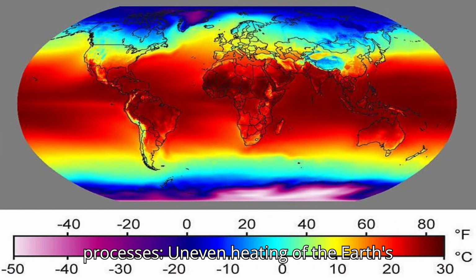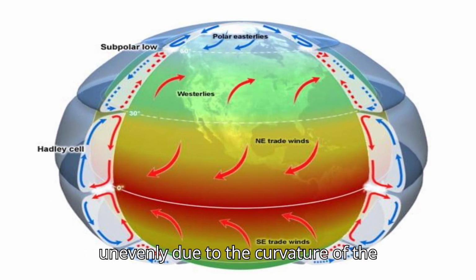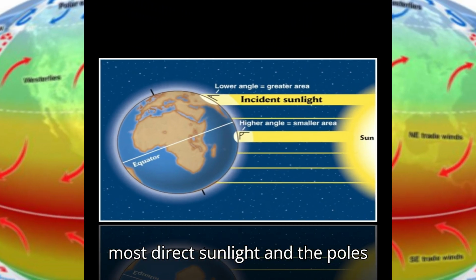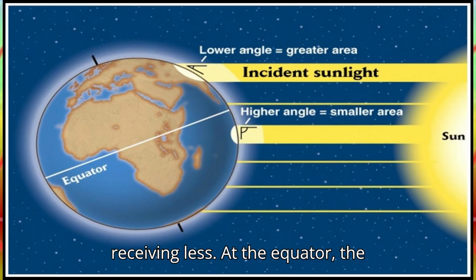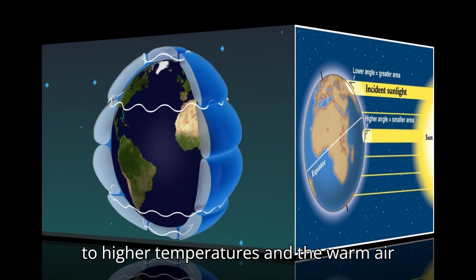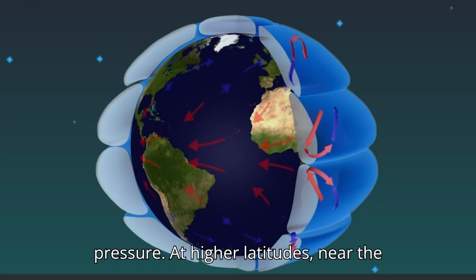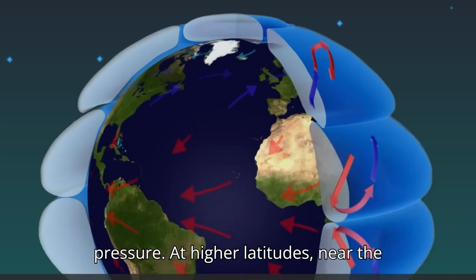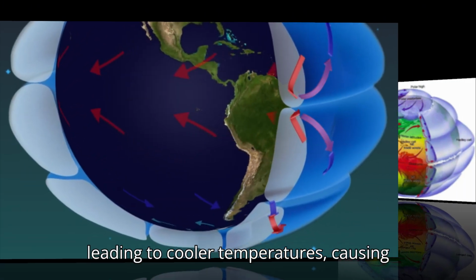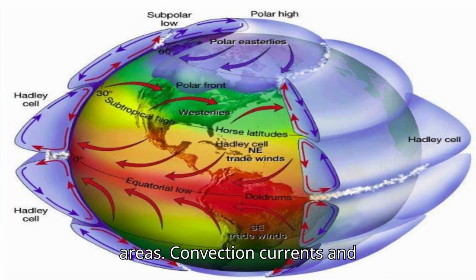Uneven heating of the Earth's surface. The sun heats the Earth unevenly due to the curvature of the planet, with the equator receiving the most direct sunlight and the poles receiving less. At the equator, the sun's rays are more concentrated, leading to higher temperatures and warm air rising, creating a region of low pressure. At higher latitudes, near the poles, the sun's rays are less direct, leading to cooler temperatures, causing the air to sink and form high-pressure areas.